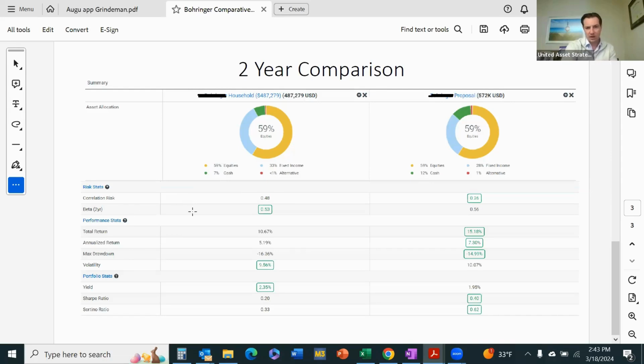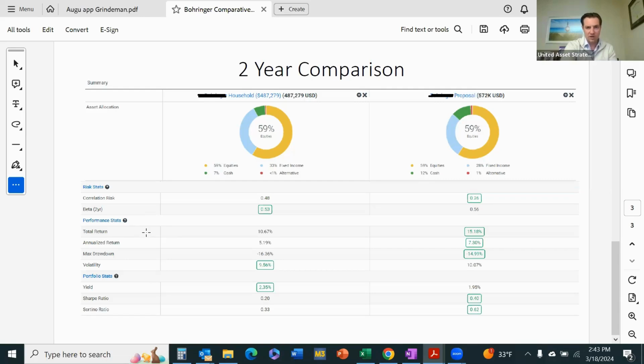The beta on here is actually slightly less in the existing portfolio, but not by much. They're both about 0.5. So that would be the volatility you would expect in those portfolios, being about half of the overall market, at a little over 0.5. But then once we go down into the net total returns, you can see that on the proposed side, those increased over the 2-year period.